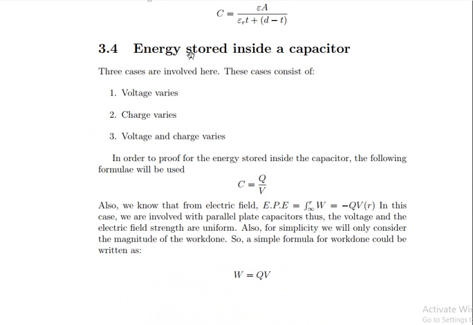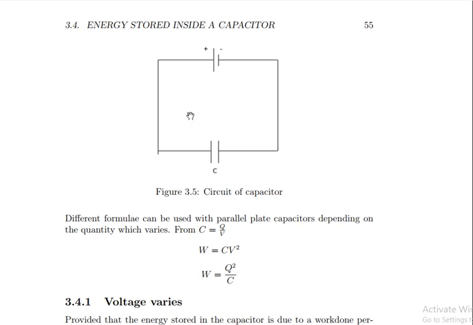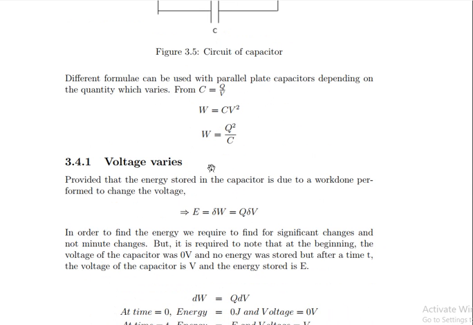Now let's visualize the energy stored inside the capacitor. The energy stored inside the capacitor can be found with three formulae. The first formula is when the voltage varies, the second formula is when the charge varies, and the third formula is when the voltage and the charge vary together. Now in the first case, let's visualize when the voltage varies.